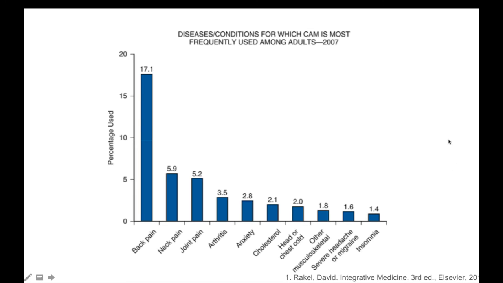And this next graph is similar. It's just another way of looking at it. It shows what were the most common conditions or diseases in which complementary and alternative techniques were used. And so you'll notice that a lot of this is chronic pain, so anything from back pain, neck pain, or arthritis. And then there are also several other chronic disease states that you'll see where integrative approaches have been used.